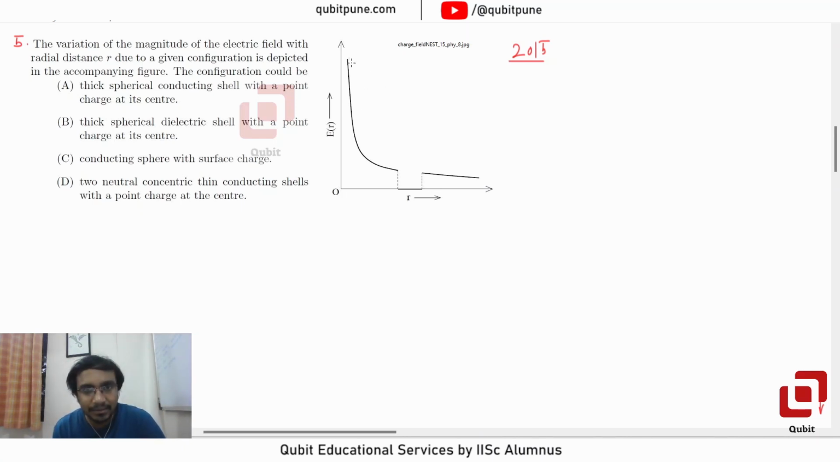So the curve resembles this, right? The curve resembles 1 upon r squared, except for this discontinuity here. So what do you get to see here? The field is 0. There is an abrupt change in the value of the electric field. The field suddenly becomes 0 for some space, and then it again starts decreasing.